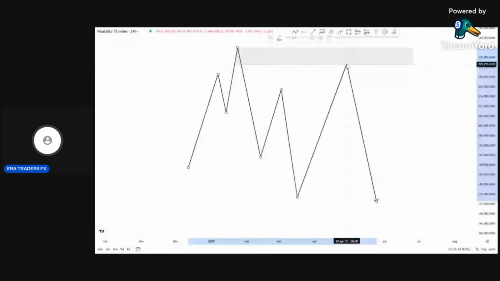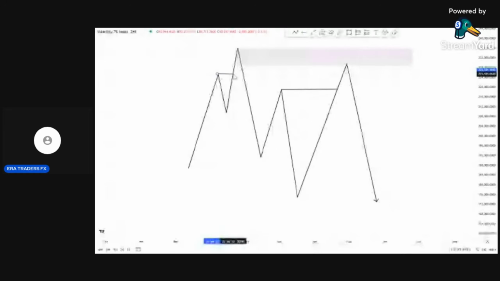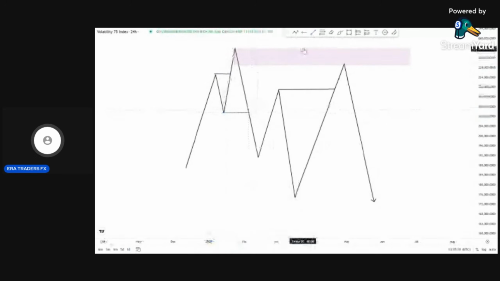This is what we want to look out for. We want to see the sweep of this structural liquidity, then we want to sell. First of all, we see our sweep of this eye. Then we want to see a break of structure to the downside. Then a second break of structure that gave us that structural liquidity. So basically, this is what we want to see.